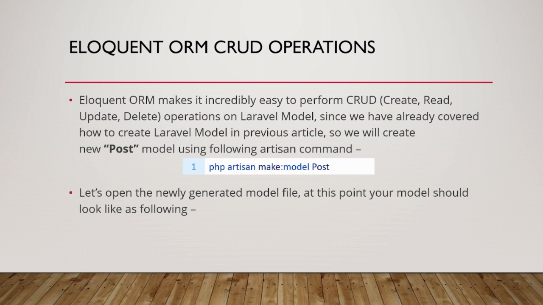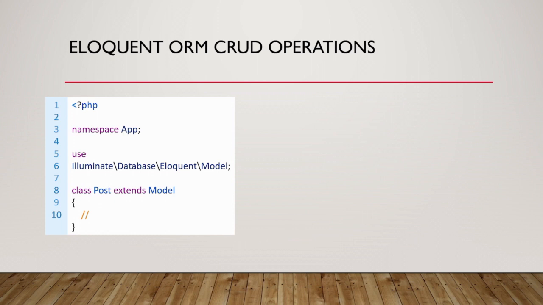Since we have already covered how to create a Laravel model in previous subtopics, we will create a new Post model using the following artisan command: php artisan make:model Post. So let's open the newly generated model file. At this point, your model should look like the following. And then if you want to edit it, it should look like this.